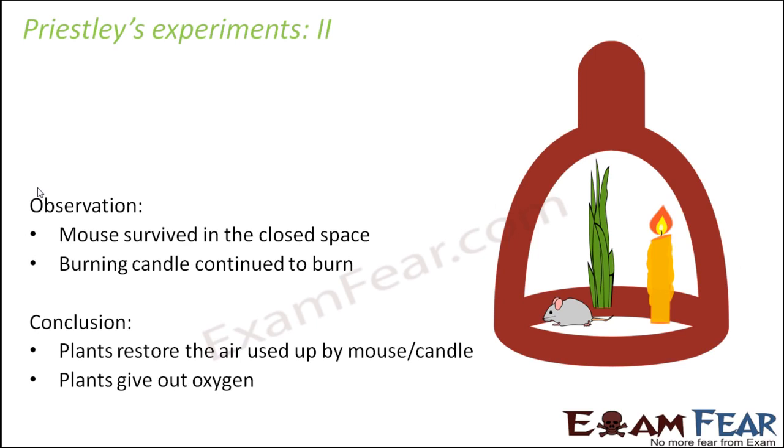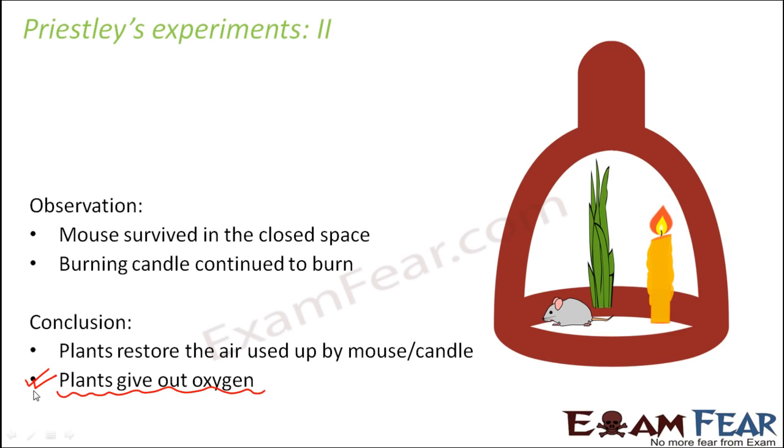So the final conclusion was that plants give out oxygen. So this was one conclusion. Now, as we'll talk about each experiment, we will try to relate it to the current process of photosynthesis, which we know now. Then only we'll be able to understand how each of these experiments added together to the current process of photosynthesis. Now here you see it's concluded that plants give out oxygen.